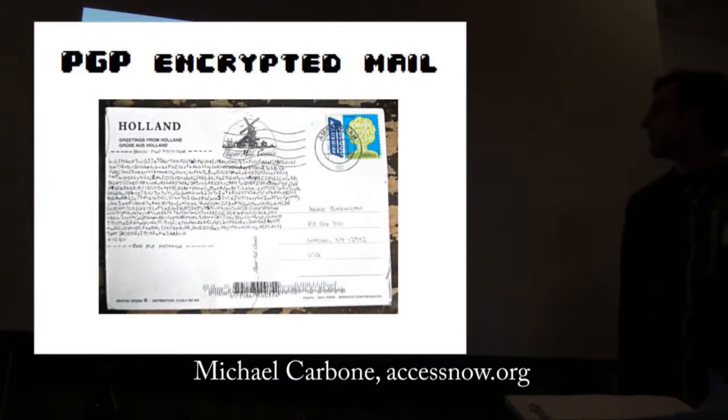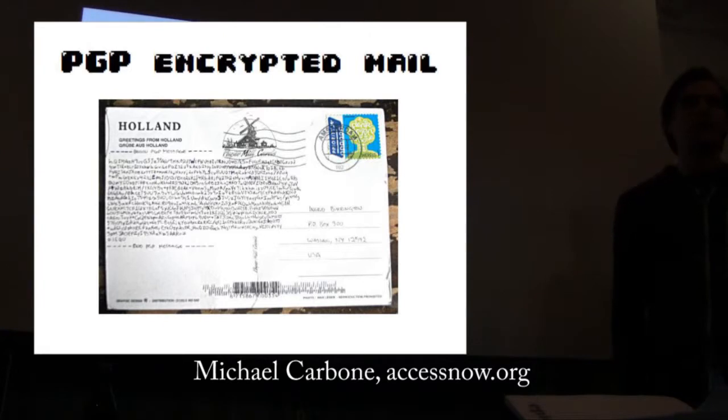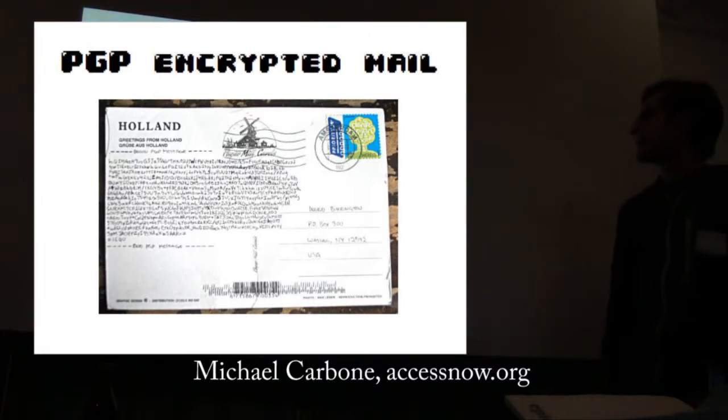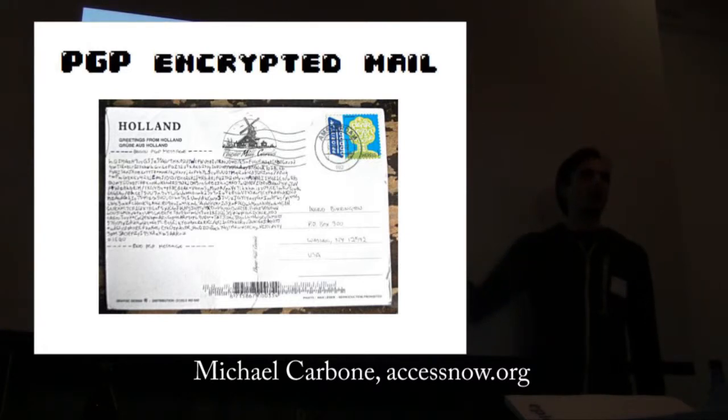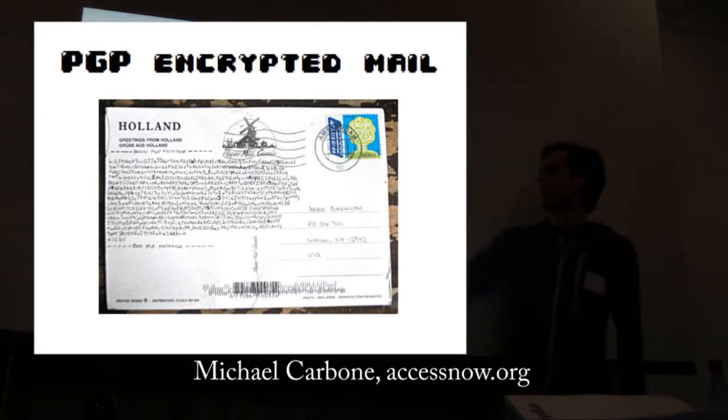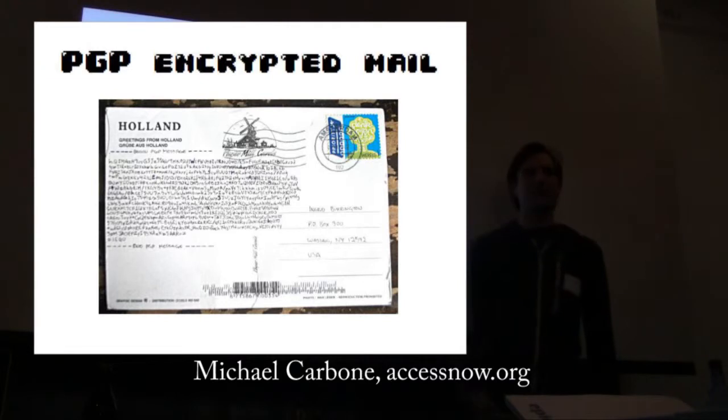Correct. So just as an example of what a PGP encrypted email would look like, you kind of know the metadata, you can tell where it's going, maybe who it's from, but the message itself is not.